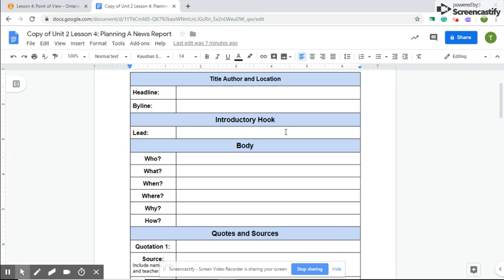The lead, being the first sentence of the piece, should be interesting enough that it's going to hook the reader in. The who, what, when, where. Okay, try to be as specific as possible here. Obviously, we talked about before, the more detail you use, the more examples, the more quotes you use, the better your mark is going to be.